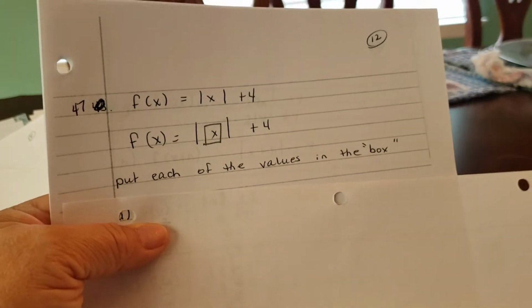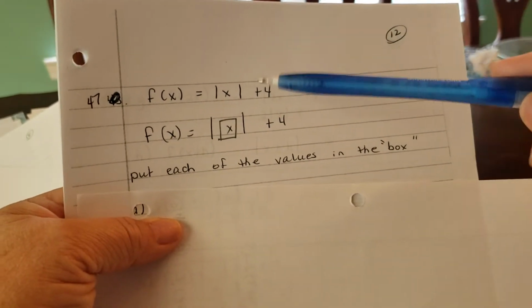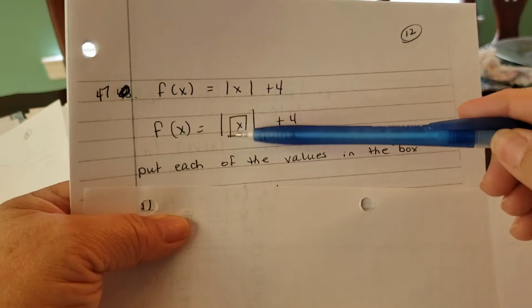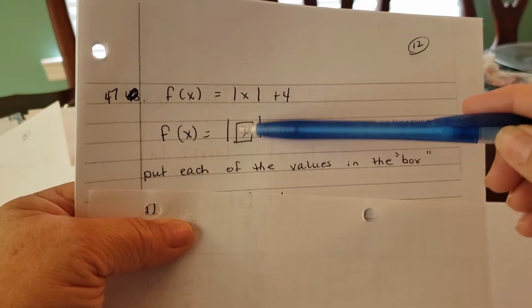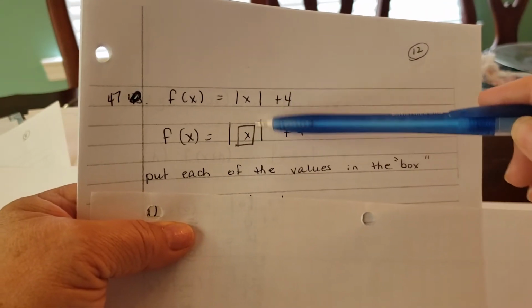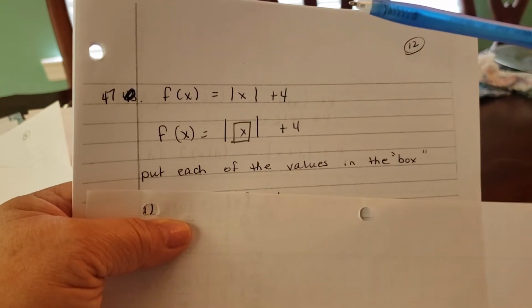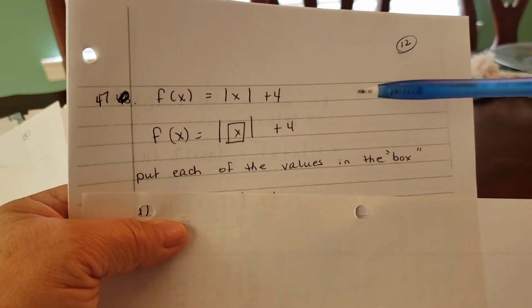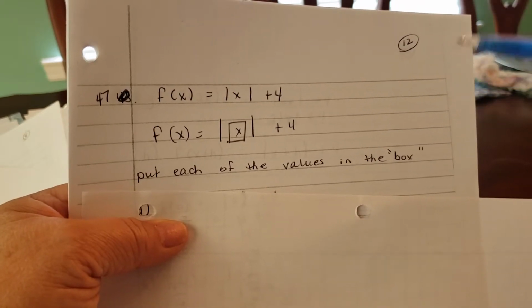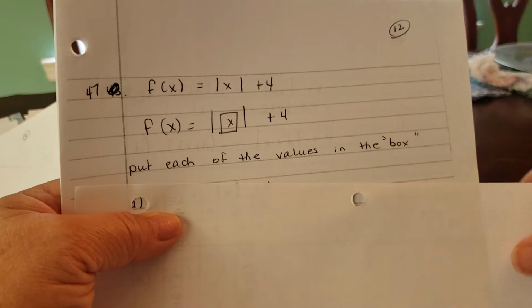So now let's go to 47. To help you get started, I've reminded you that you draw a box around the x. Remember, these bars mean absolute value, which means if it's a number, you're just going to make it positive. So try the parts of 47 and see how you do, and then come back and check your answers.